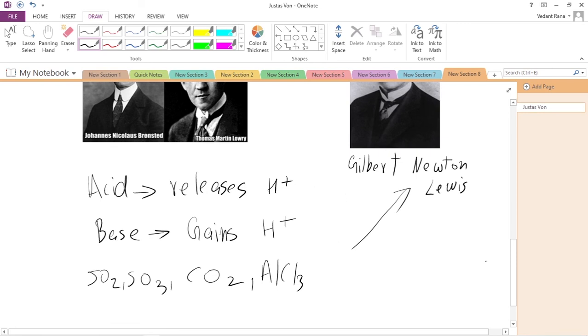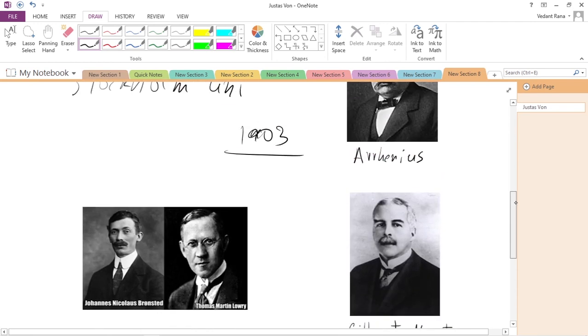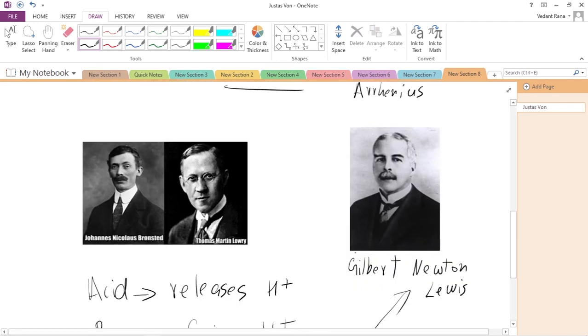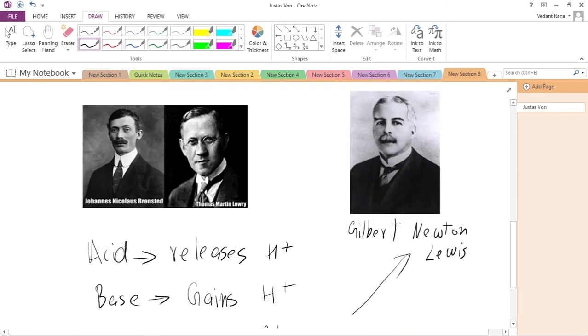So these are some of the acid-base theories we're going to learn about. HL students need to know the Lewis theory of acids and bases; SL students do not need to learn about it. But both HL and SL students need to know the Bronsted-Lowry theory. HL students need to know the Lewis theory and the Bronsted theory. SL students only need to know the Bronsted theory.